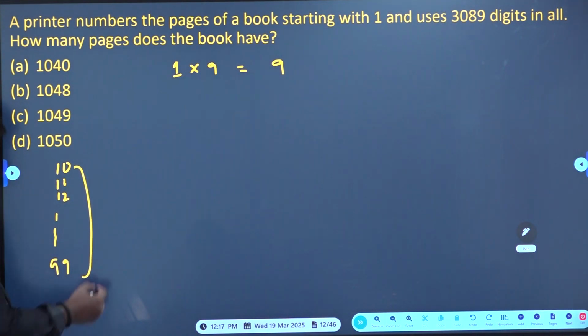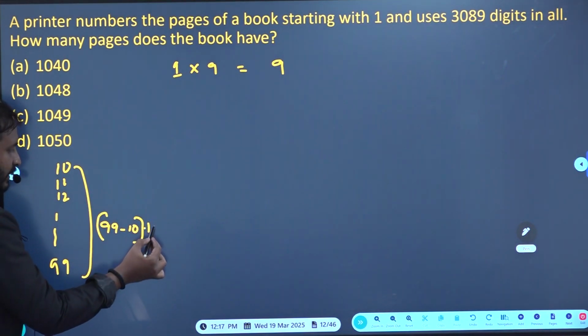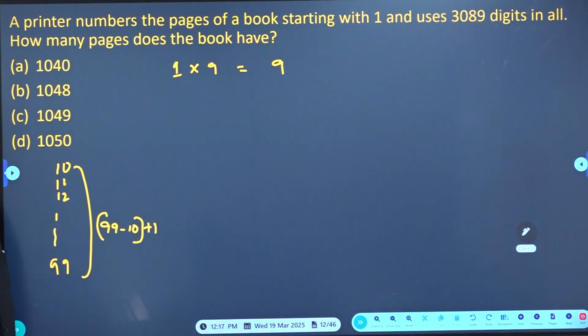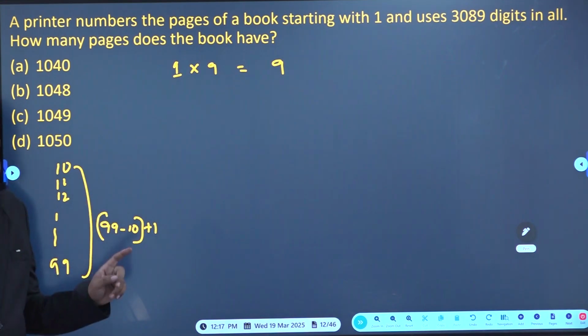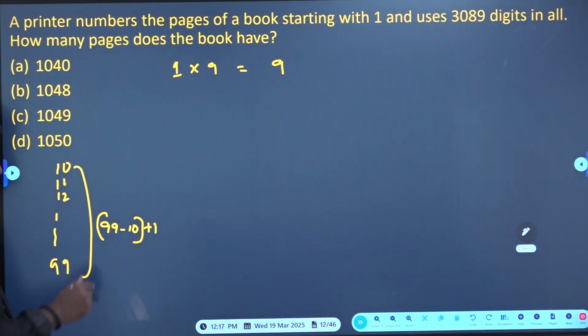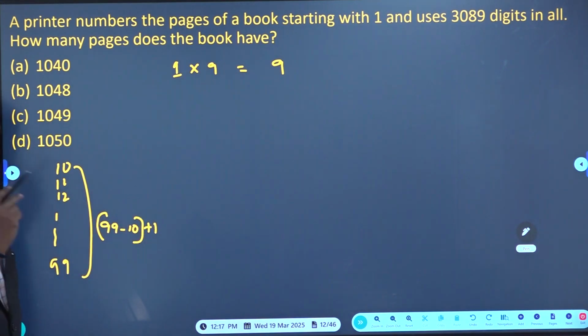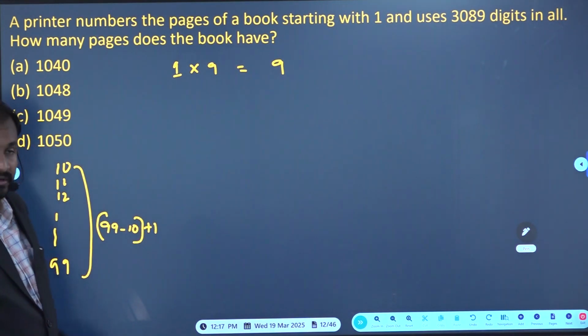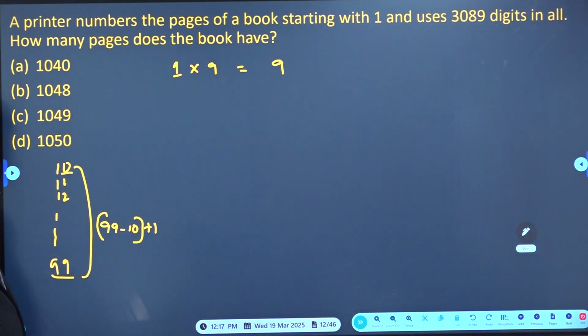Highest minus least. So 99 minus 10, and don't forget to add plus 1. This is a standard procedure. Whenever you want to count the numbers, highest minus least plus 1. So 99 minus 10 is 89, plus 1 is 90. So in total we will have 90 2-digit numbers, or else by general observation, from 0 to 99.